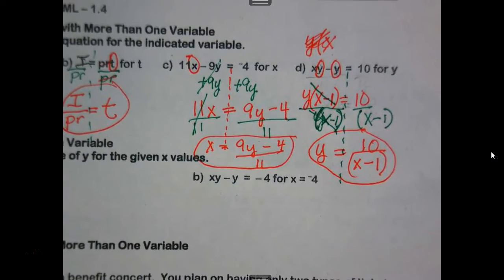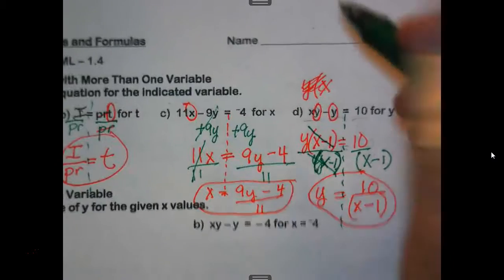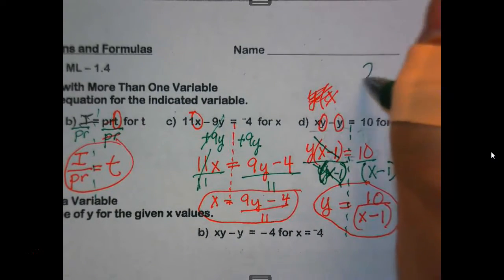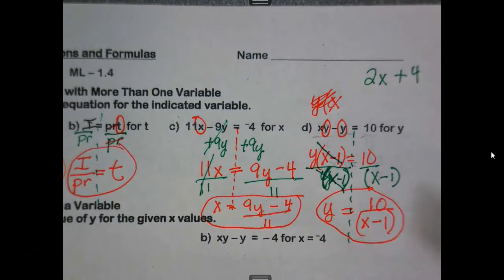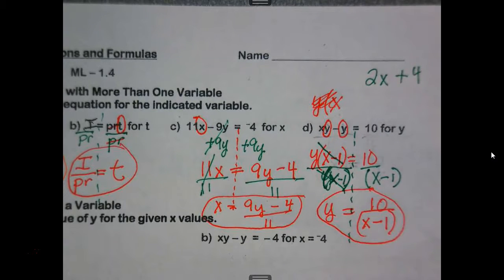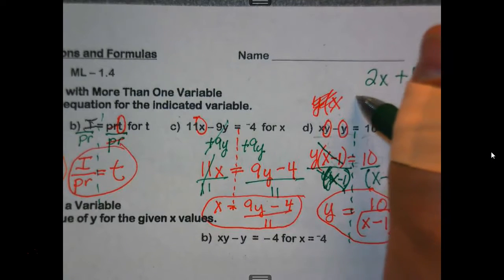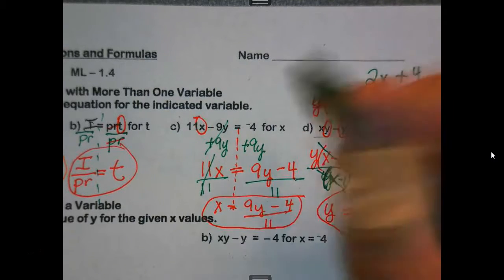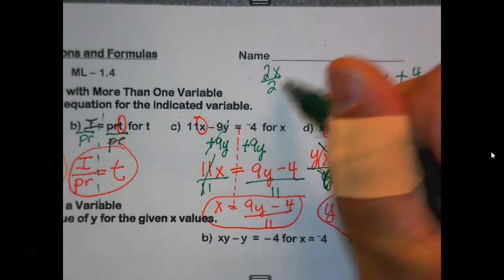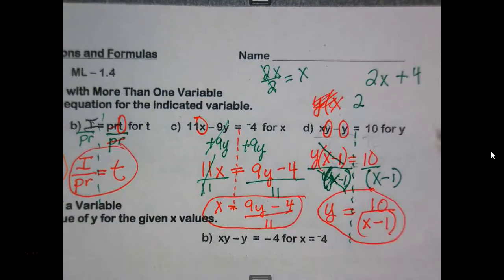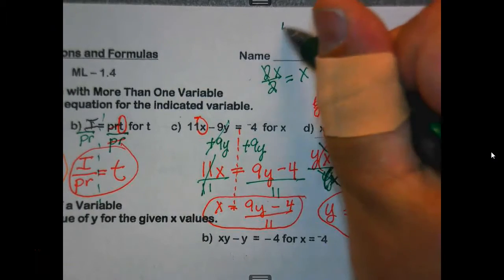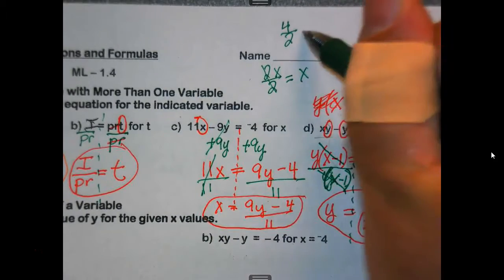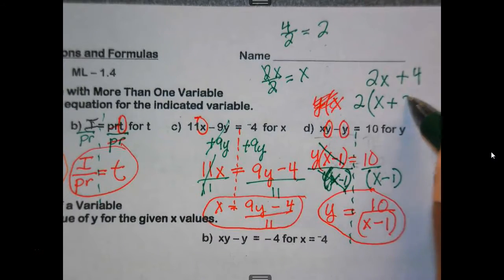Okay, so let's look at it this way. What if I had 2x plus 4? What's a common factor I can take out of both terms? 2, right? So what I'm actually doing is I'm taking 2x, divide by 2. What does that give me? An x, right? And then I'm taking the 4, dividing it by 2, gives me 2. That goes here.